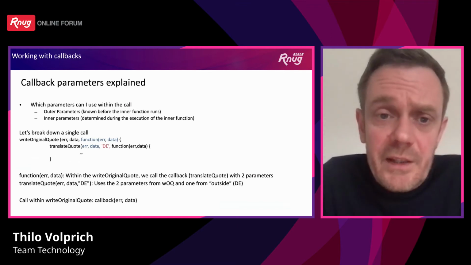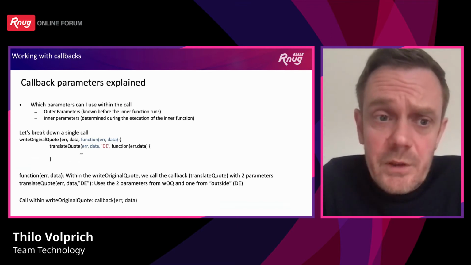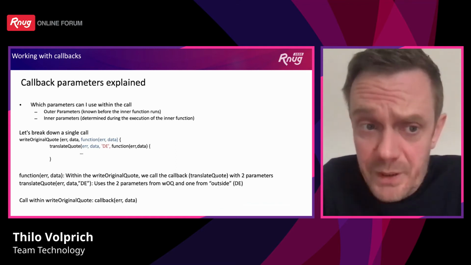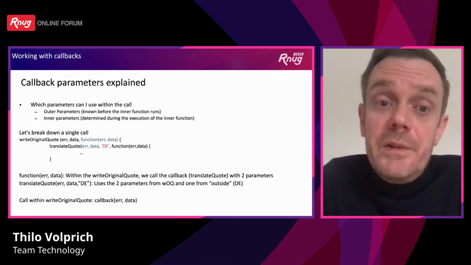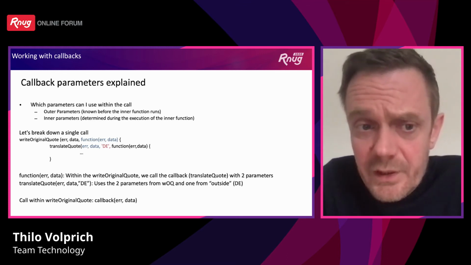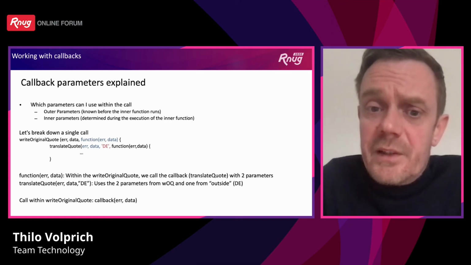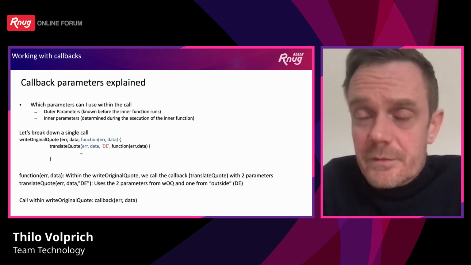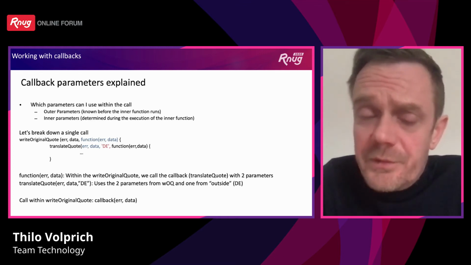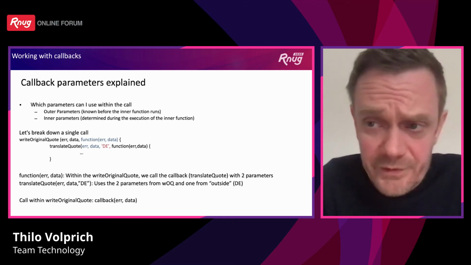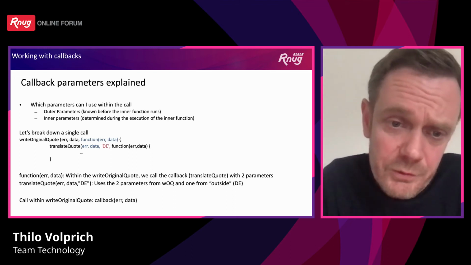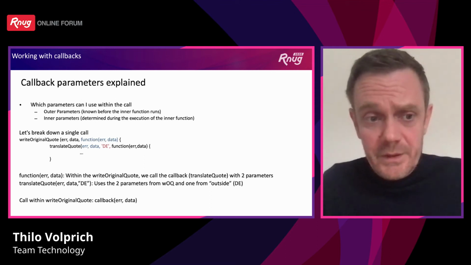So this is the explanation how it works. Which parameters can I use within the call? I can use outer parameters, known before the inner function runs, and inner parameters determined during the execution of the inner function. Just think about, we have to get the result from the API to get the quote of the day, and then we work with this quote because we want to translate this quote.